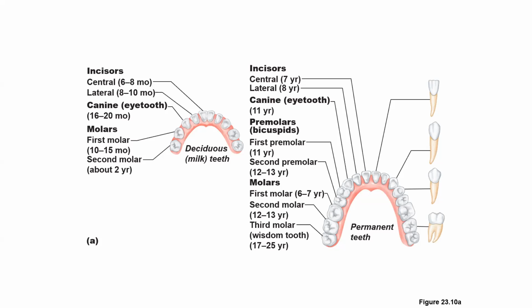So anyway, we have 32 teeth on each jaw. We have 4 incisors, 2 canines, and 10 molars and premolars altogether: 4 premolars and 6 molars.